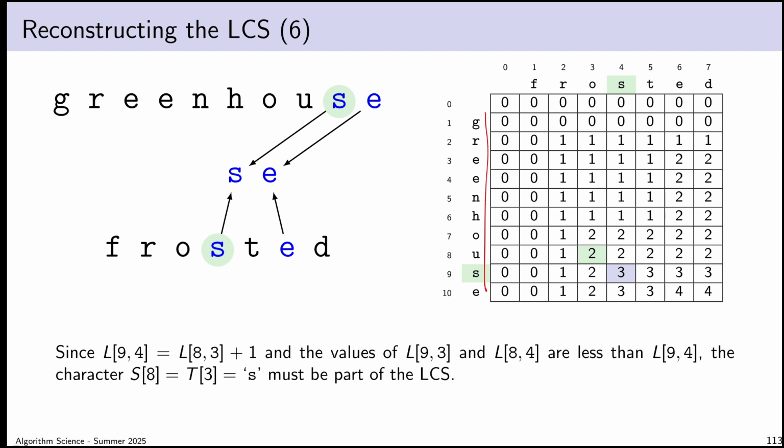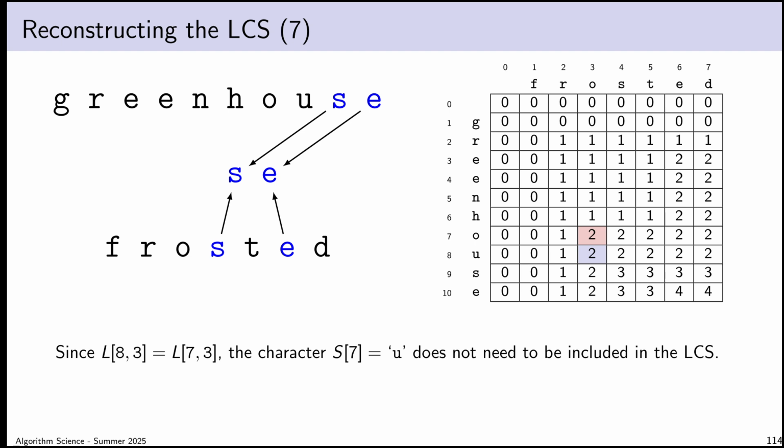Okay, so now I'm looking at these two substrings, the word greenhouse up to the S and the word frost up to the S. And I see that the longest common subsequence has length 3, but if I ignore this row or this column, the longest common subsequence only has length 2, which means that I shouldn't ignore this letter. This character should be added to my longest common subsequence, so I bring it in. And then I move up to this position here.